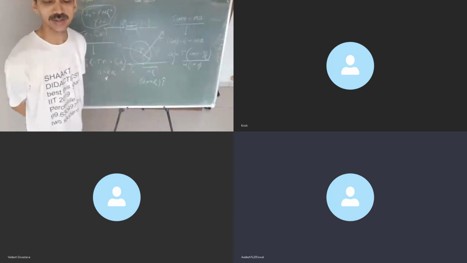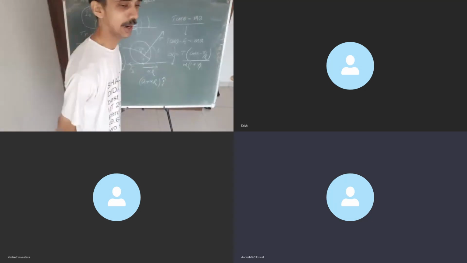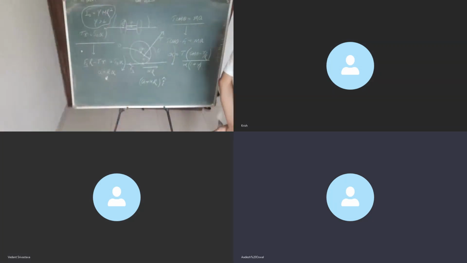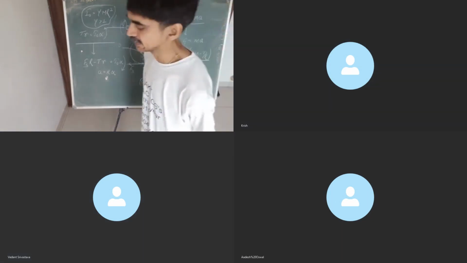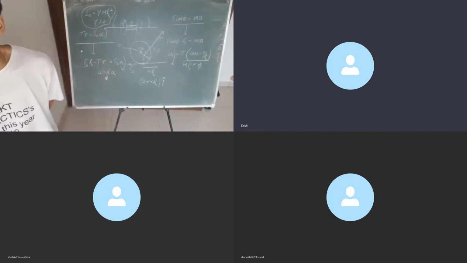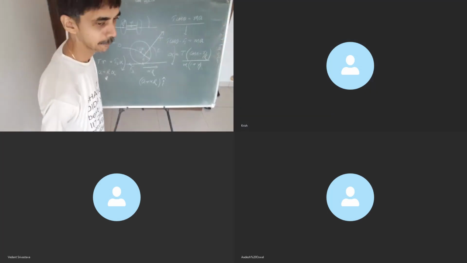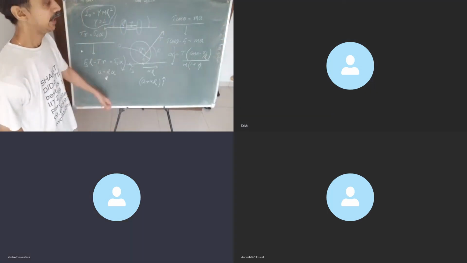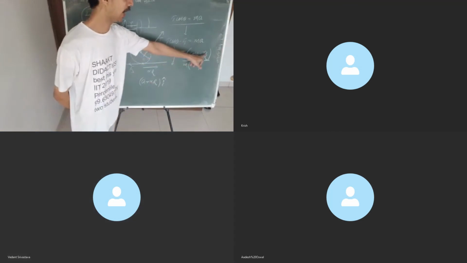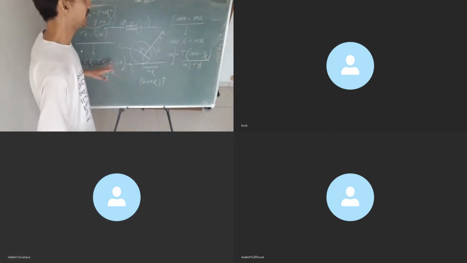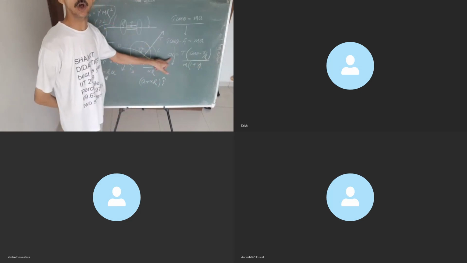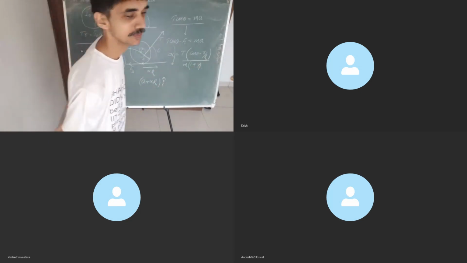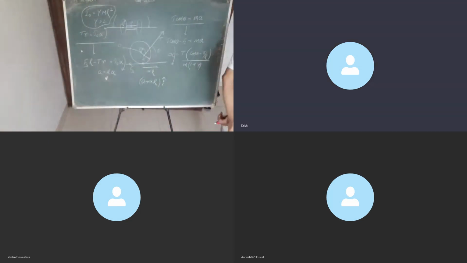Cos theta is greater than small r by capital R, right dear? So this is a condition for alpha. If cos theta is greater than small r by capital R, then this spool will rotate clockwise, in the sense clockwise. Agreed?